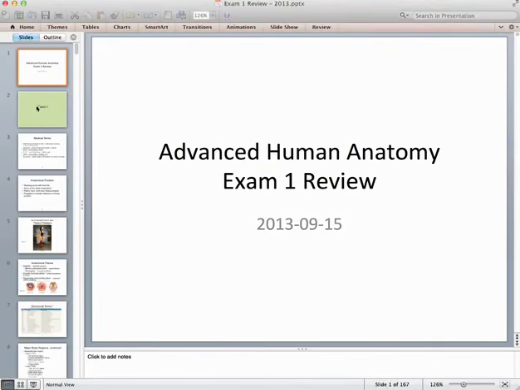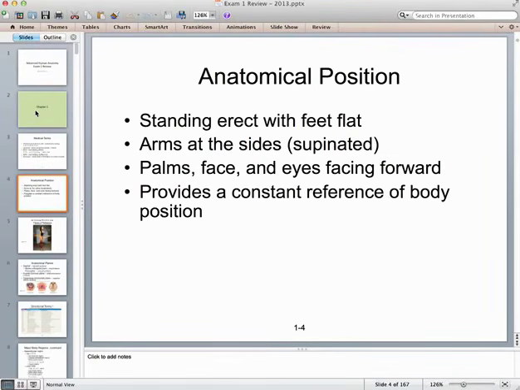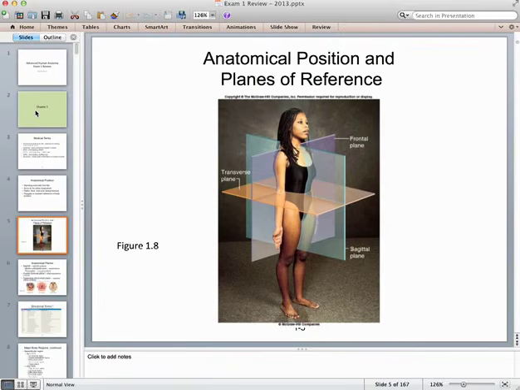So, starting with chapter 1, it's not a lot of detail here. Just be familiar with how we use terms and how words are broken down and how we name things, how we used to name things, and how we name things now. And of course, you should be pretty familiar with what anatomical position is. And just as a review, keep in mind the planes and then also the orientation of the hands, which dictates which side is dorsal and which side is not dorsal, and the word is escaping me.